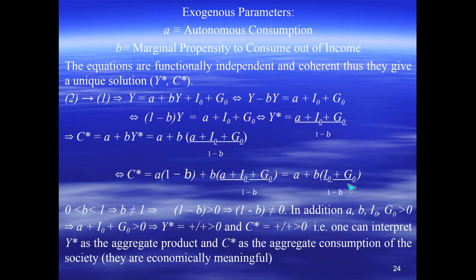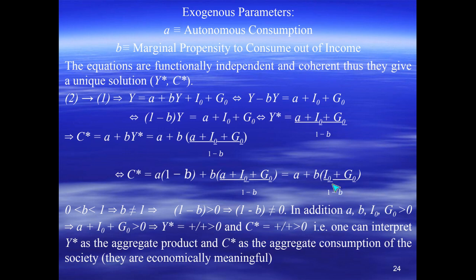In fact, when we multiply, we obtain a minus ab plus ab plus b times I0 plus b times G0. Minus ab and plus ab annihilate each other, and we remain with a plus b times I0 plus G0, all over the same denominator, 1 minus b. This line should be prolonged to the whole expression, so the whole expression is divided by 1 minus b.